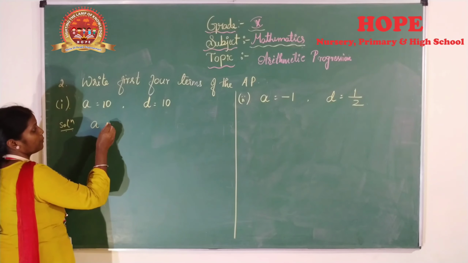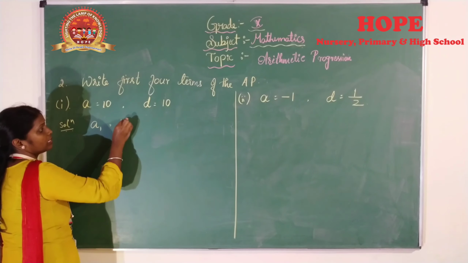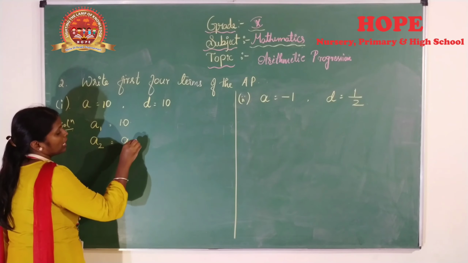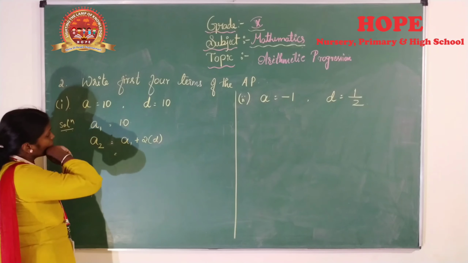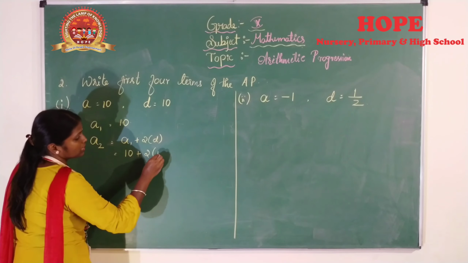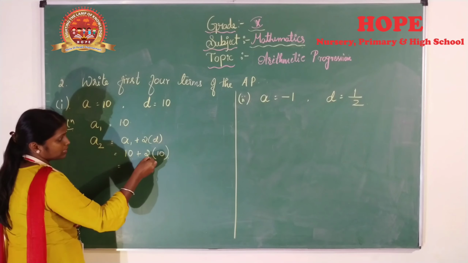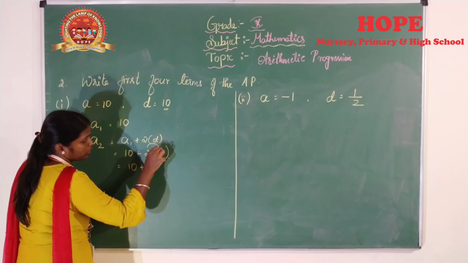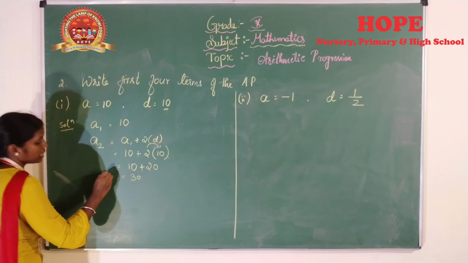So since we know A, we will take this as A1. A1 is 10. The first term we have found. What is A2? A2 is equal to A1 plus 2 into D. A1 value is 10, so 10 plus 2 into D. The D value they have given us is 10, and we have substituted it. 10 plus 2 into 10 is 10 plus 20, which is equal to 30. Okay, this is A2.